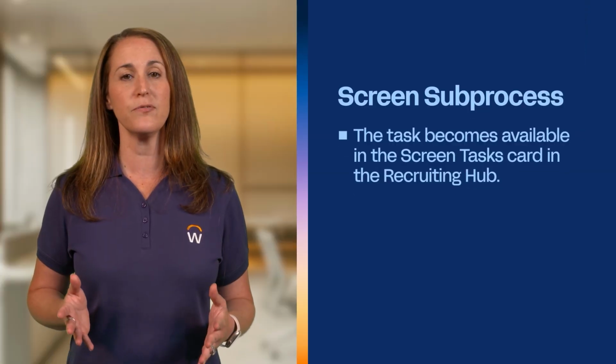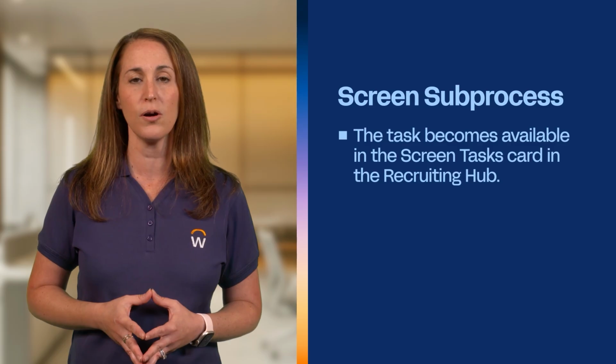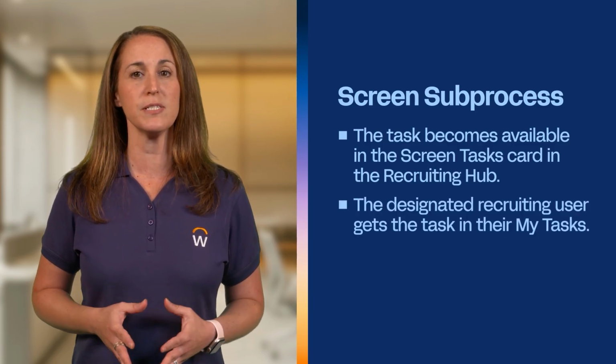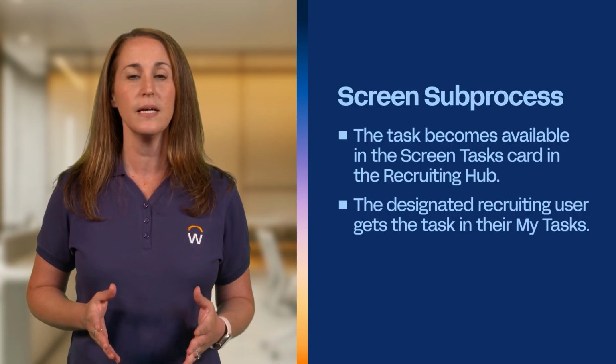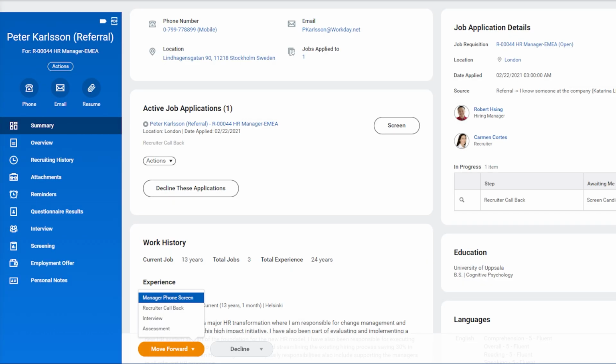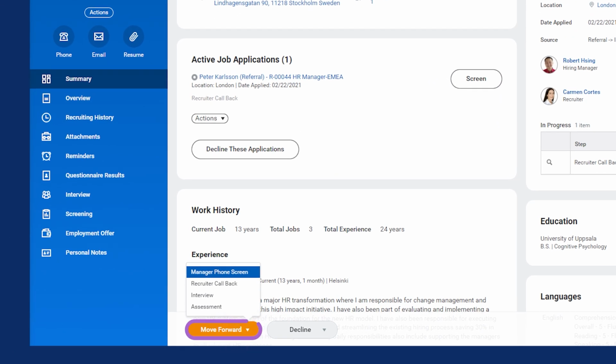The task becomes available in the Screen Tasks card in the Recruiting Hub. The designated recruiting user receives a task in their My Tasks. And finally, Workday sets the candidate status to Screen. The screener can also act from the screen step. From here, they can elect to either move forward or decline the candidate.